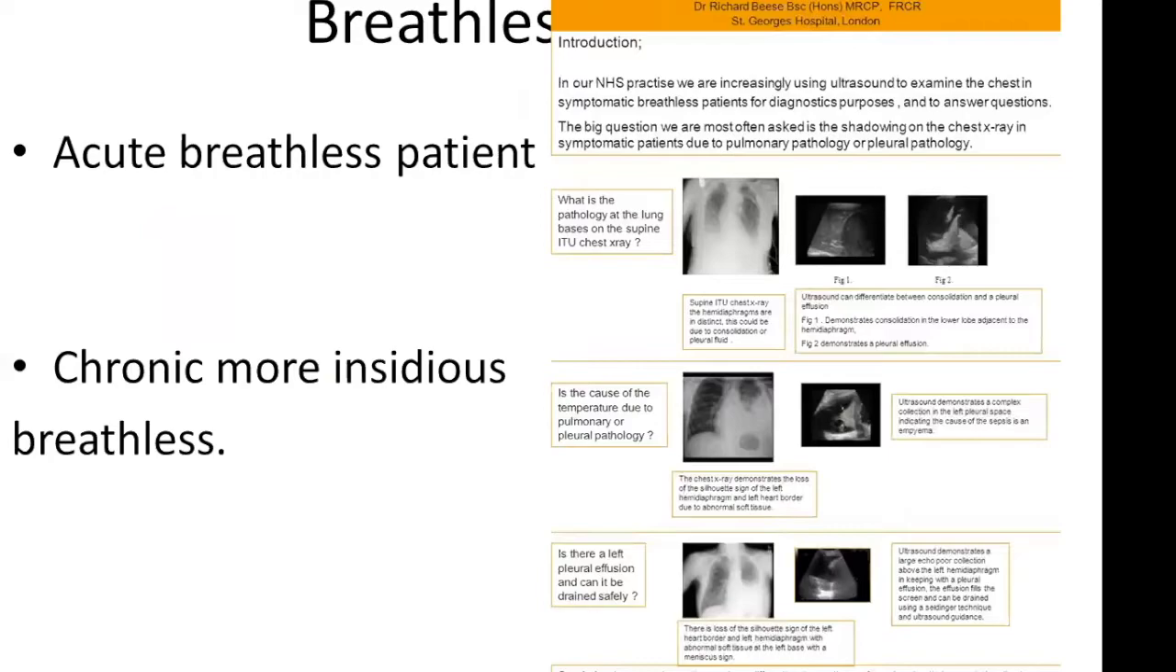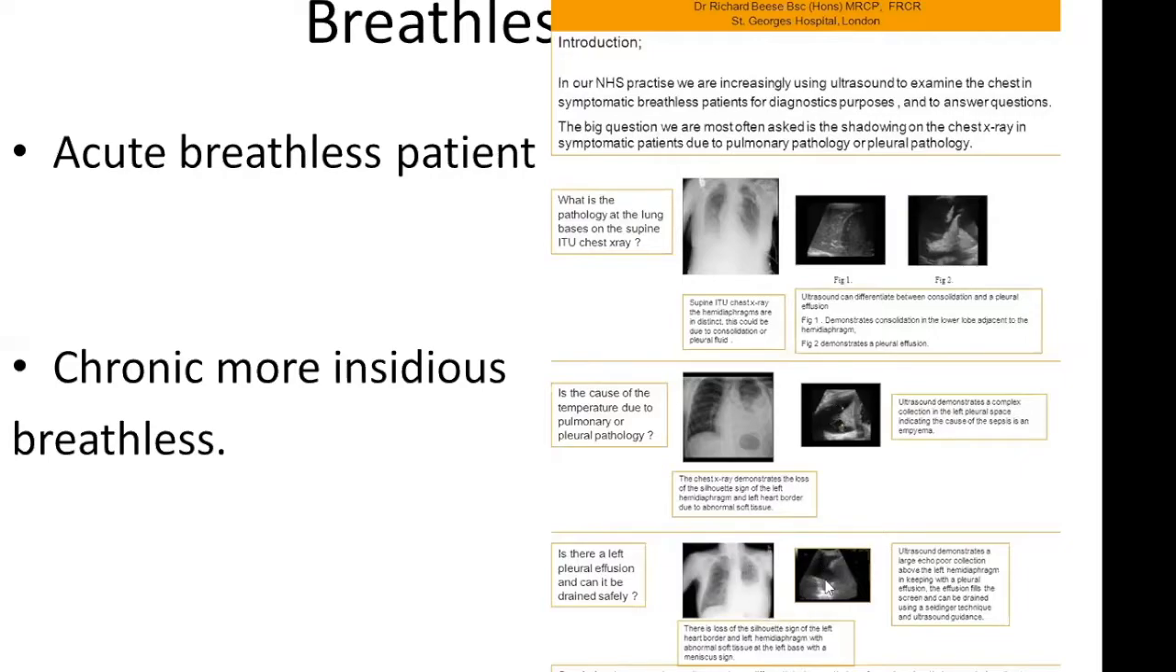And in the breathless patient, either acute or chronic, then ultrasound can also be helpful looking for consolidation or collections in the pleural space. Again, it can be looking at collections. And again, this is a collection in the pleural space. It's an exudate with fibrinous stranding. Or in the case of this chest x-ray, loss of the silhouette sign, hemidiaphragm.